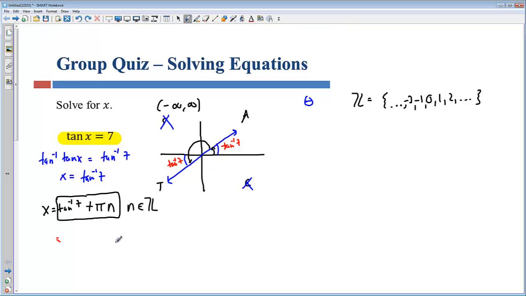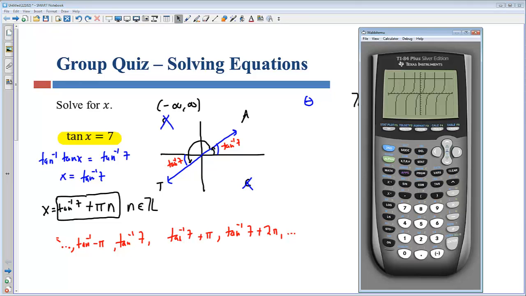So this is equal to, when n is 0, you just get tan inverse of 7. When n is 1, you get tan inverse of 7, and then all plus pi. When n is 2, you get tan inverse of 7 plus, didn't write that down right. So this is then tan inverse of 7 plus 2 pi, and then dot, dot, dot. And it goes the other way too, right? So when n is -1, this is tan inverse basically minus pi, and so on and so forth, dot, dot, dot.